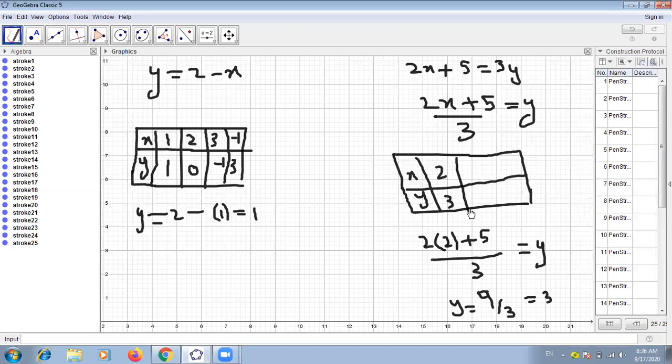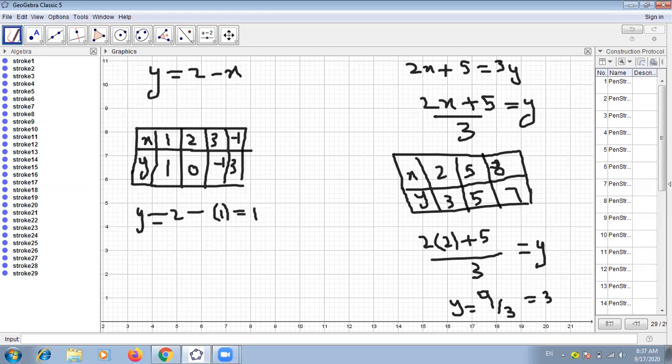Now the next value I will place is 5. 2 times 5 plus 5, I get 15. 15 divided by 3 is 5. When I place x as 5, I get the value of y as 5. Now if I place the value 8, 2 times 8 is 16 plus 5, 21. 21 divided by 3 is 7. So when I place 8 in place of x, I get 7.